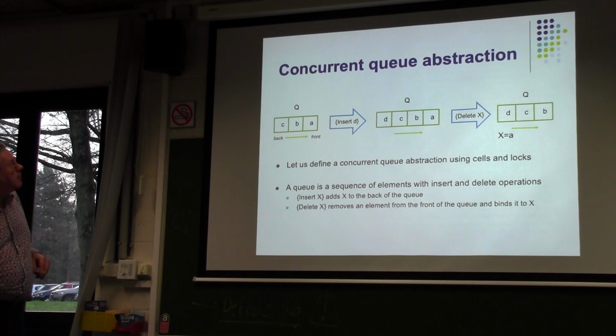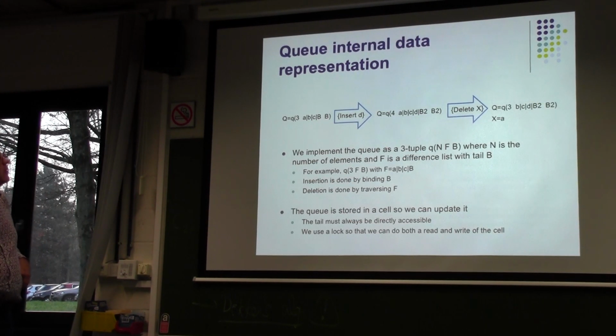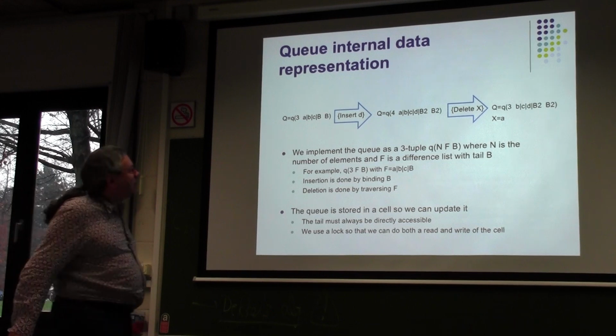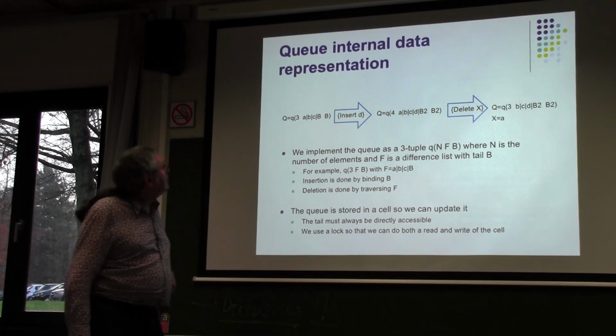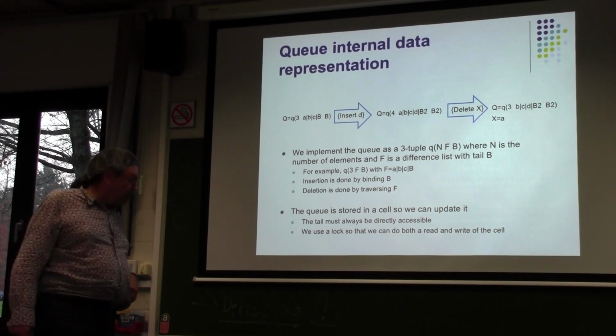So we're going to implement this. I'm not going to do a very complicated implementation. I'm going to reuse one that we saw before. I'm going to implement it as a difference list, so that it's declarative.